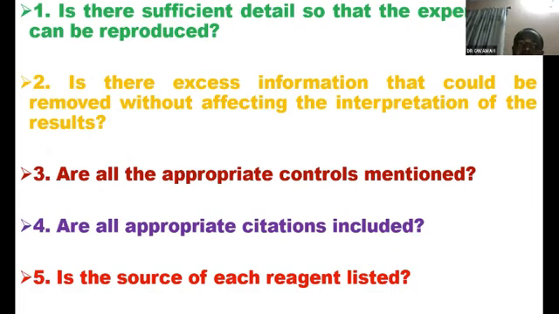So you check. The next thing, is there excess information that could be removed without affecting the interpretation of the result? Because remember that you are limited by space.